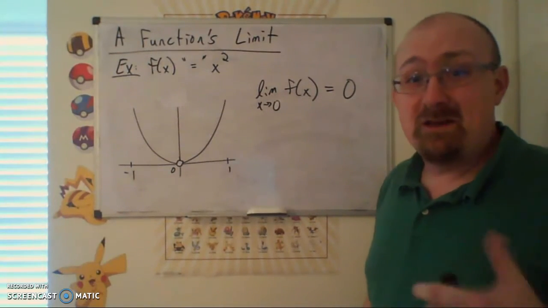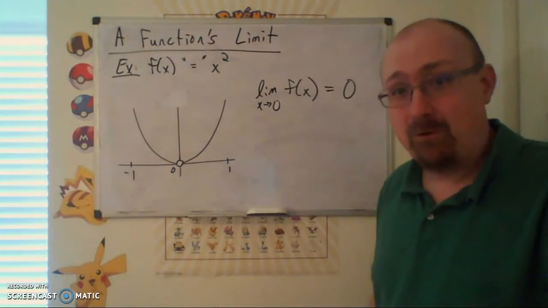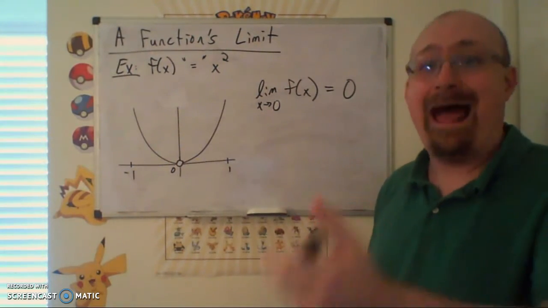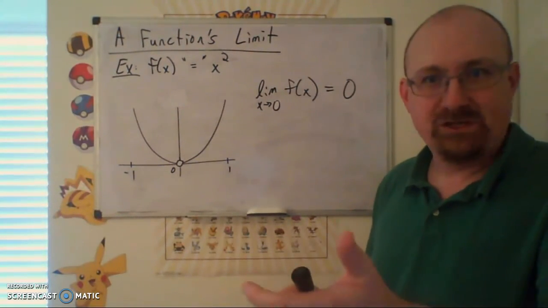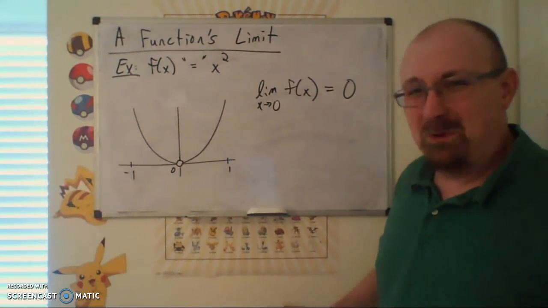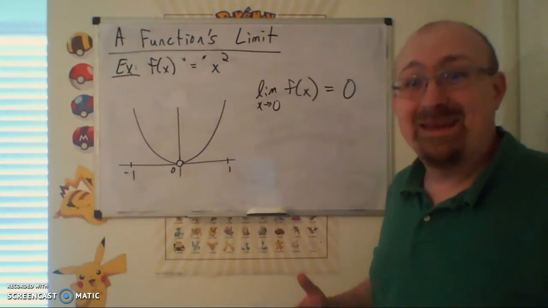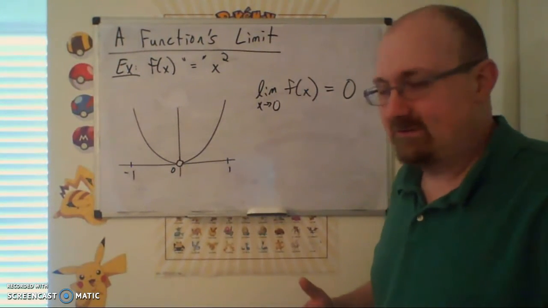That's kind of a big deal. A lot of what you've done in mathematics courses up till now probably relied on what was happening at exact values, what's happening at 0 or at 1 or at 42, what have you. In this instance, we don't actually care that much about what's happening right at the point. We care what's happening as we get close to the point.